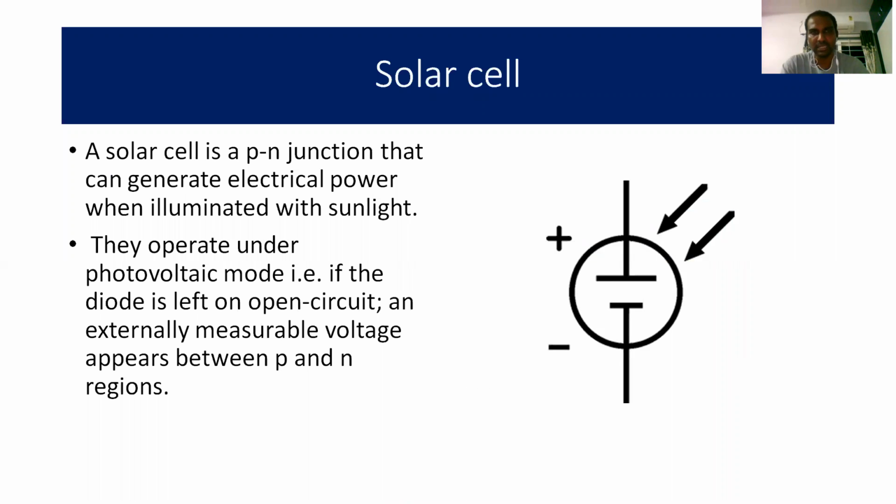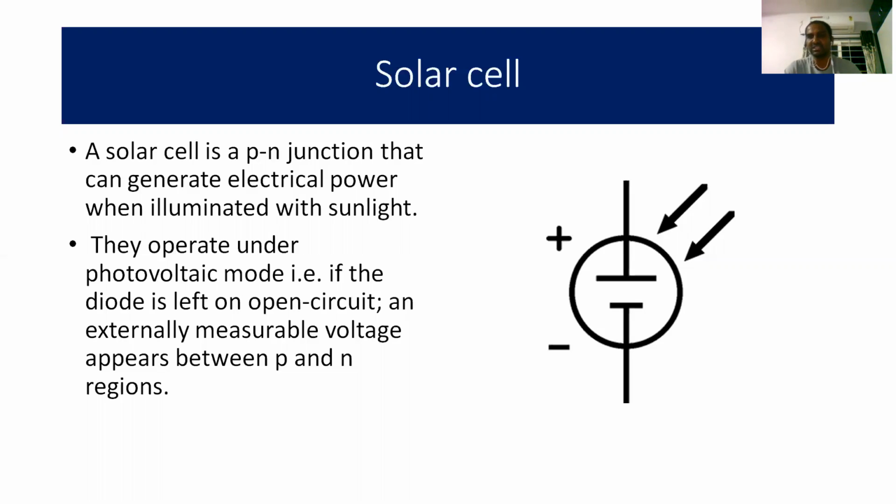What is this solar cell? A solar cell is simply a PN junction that can generate electrical power when it is illuminated with sunlight. So by taking the sunlight, it is capable of producing electrical power. That is nothing but a solar cell. They operate under photovoltaic mode. That is, if the diode is left open circuit, a measurable voltage appears between the P and N regions.